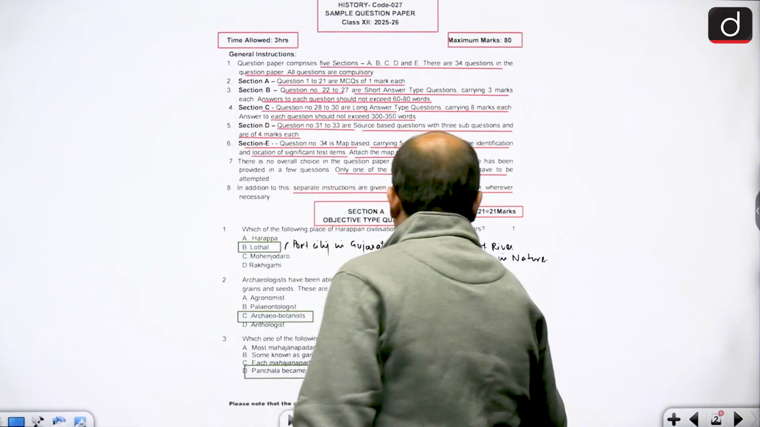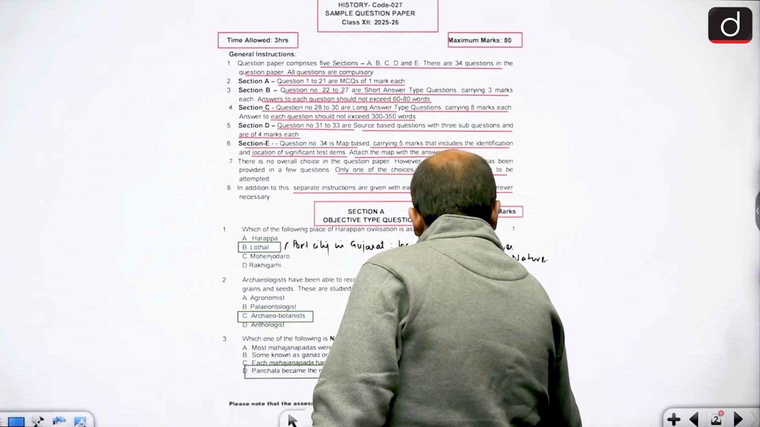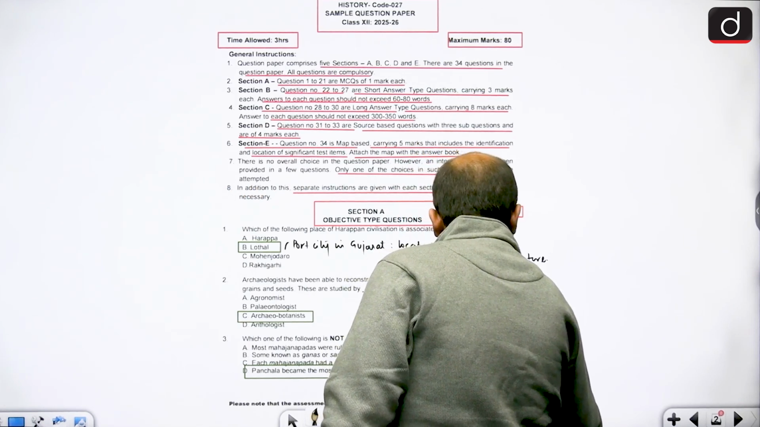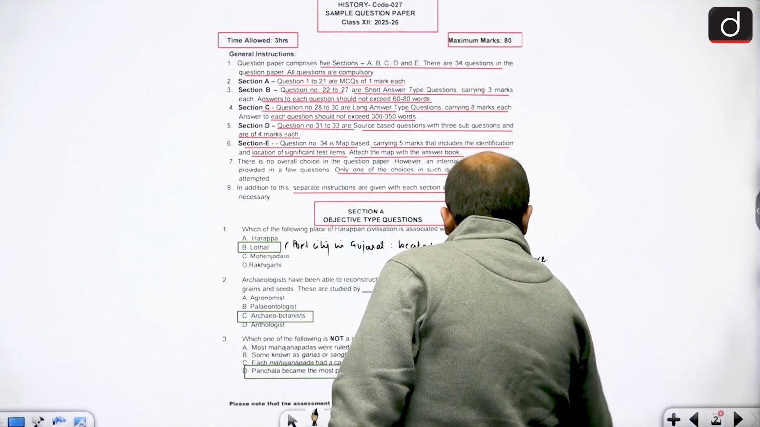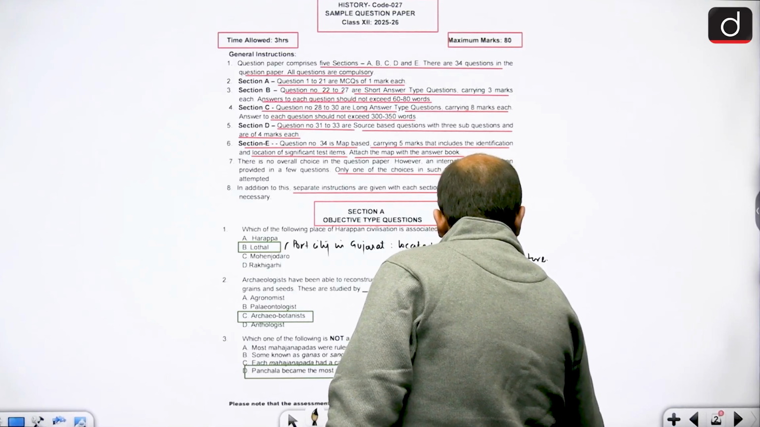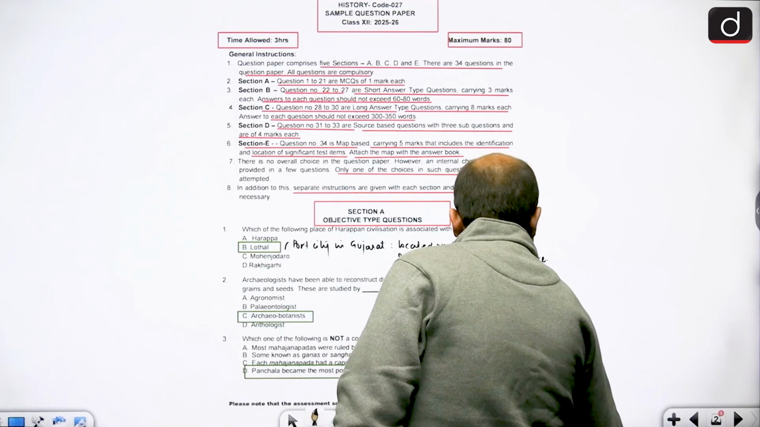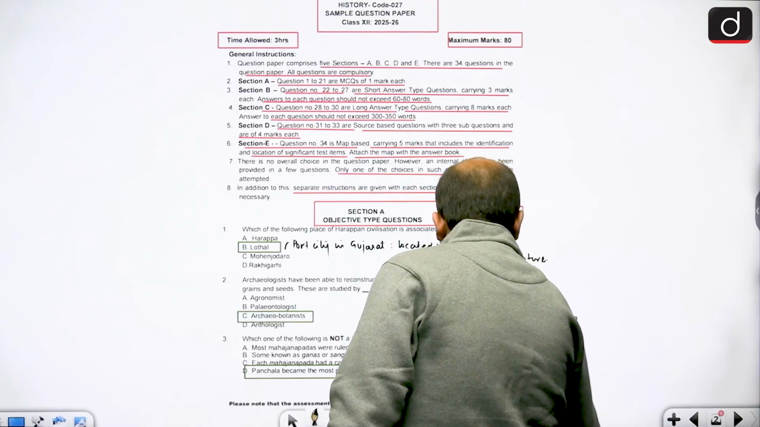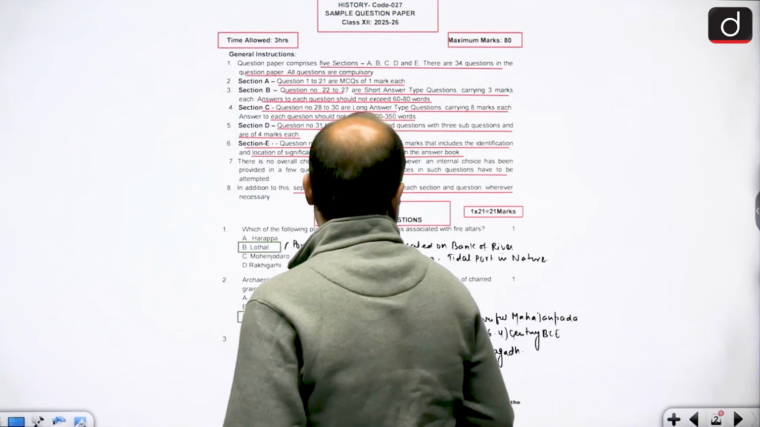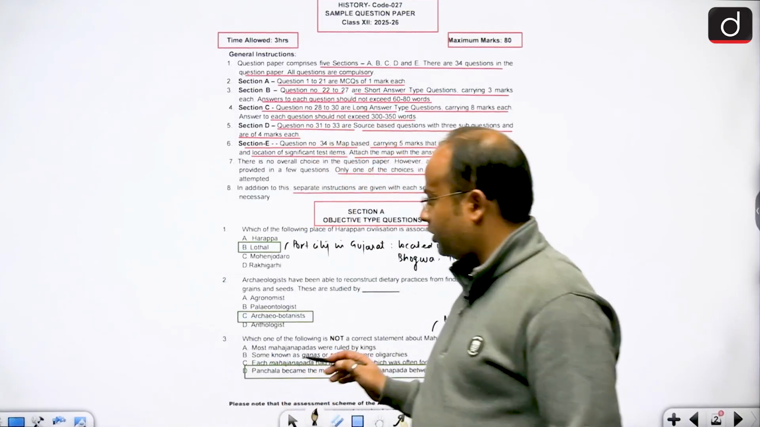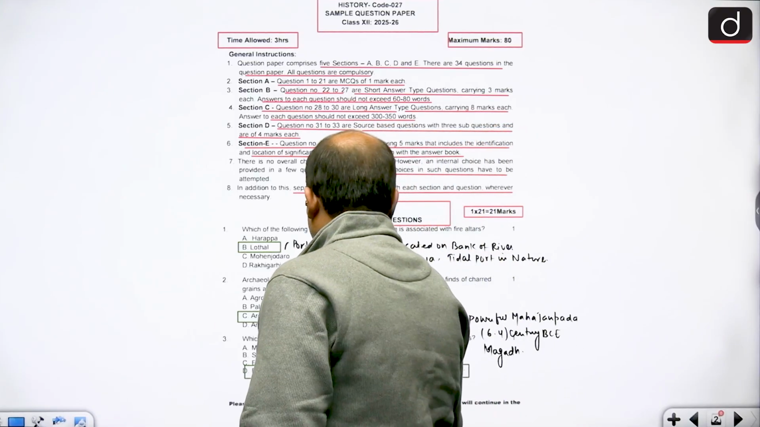The most powerful Mahajanpada between 6th to 4th century BCE was Magadh. It was not Panchal. So the correct answer will be option D, because the question is asking which is not a correct statement.